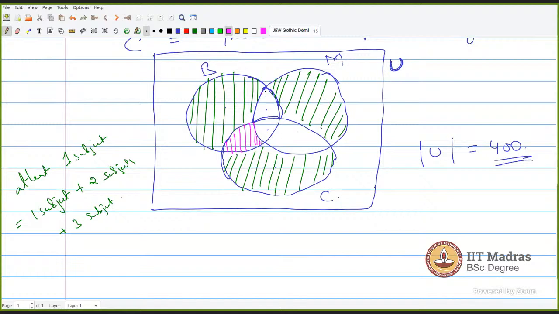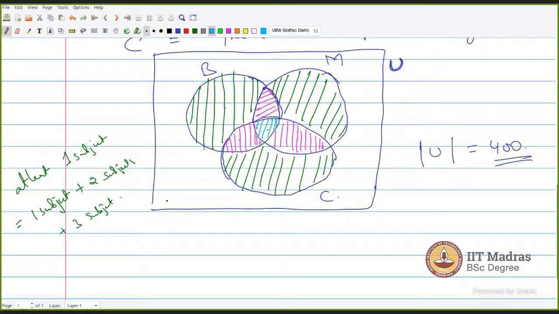Similarly, this is biology and mathematics, and this is mathematics and chemistry. These are only two subjects. The final thing is this middle region, which represents the students who have chosen all the three subjects: biology, mathematics and chemistry.